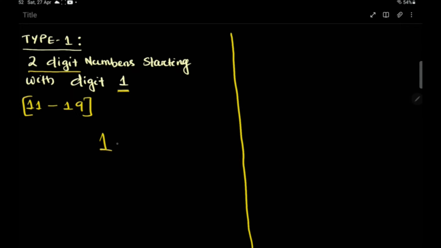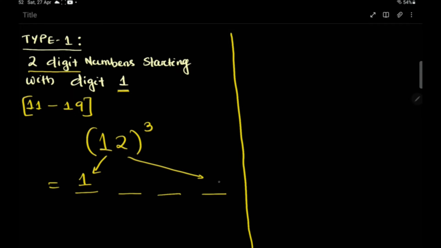Let us consider a number 12 whose cube we want to find. Then we can write the answer like this. As we know, 1 cube is 1 and 2 cube is 8. Now we can write this digit here, and the square of this digit is 4. Now simply double this digit. Hence 2 cross 2 is 4 and 4 cross 2 is 8. Now add all those digits.